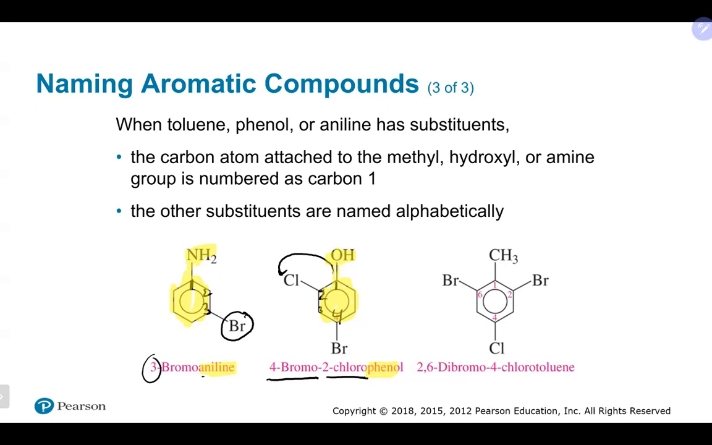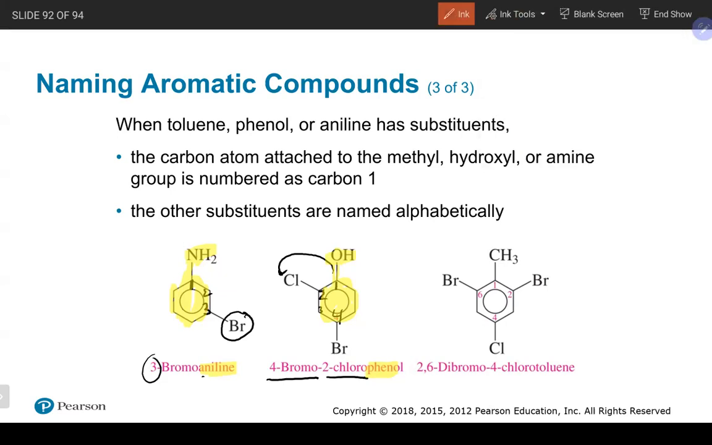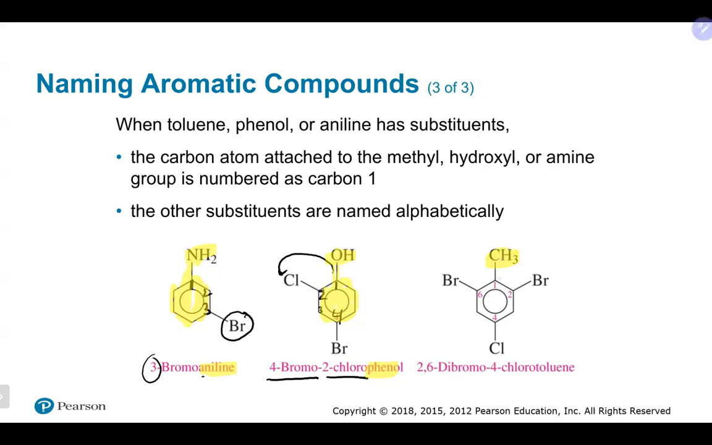And lastly here, we have our toluene, which once again is our CH3. This part of it is the toluene part. And then we have our groups that are there.